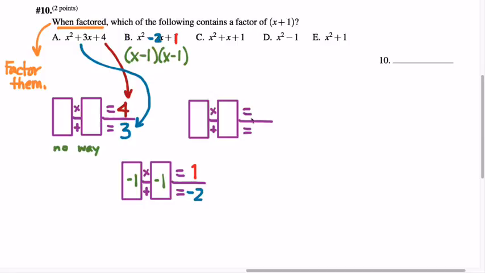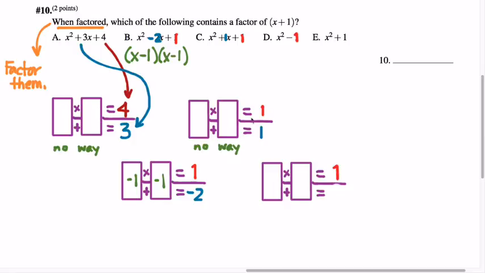X squared plus x plus 1. We need a pair of numbers which multiply together to give me 1 and which add together to also give me 1. Try as you might, 1 and 1 is not going to work because they don't add together to give you 1. And the only other option would be negative 1 and negative 1, but those also don't add together to give you 1. So this one, too, doesn't have a factorization using our methods that we know. So no go. X plus 1 is definitely not a factor of that one. So then we move on to D.